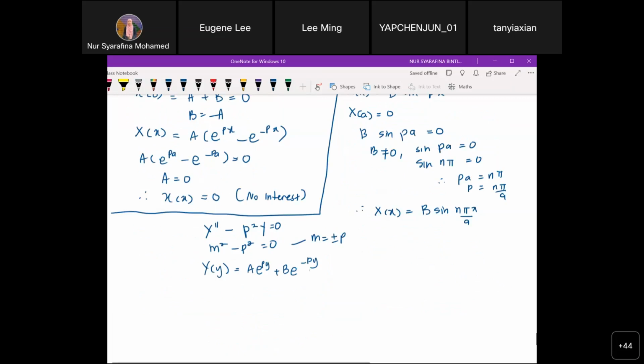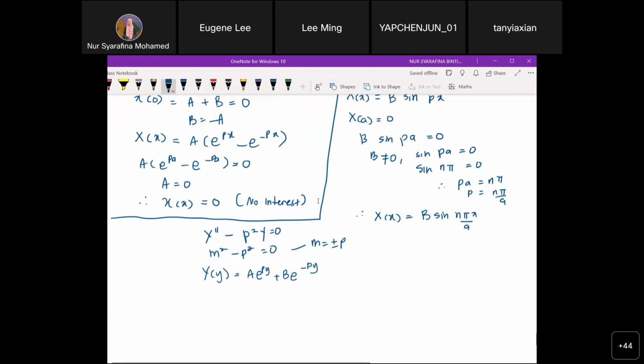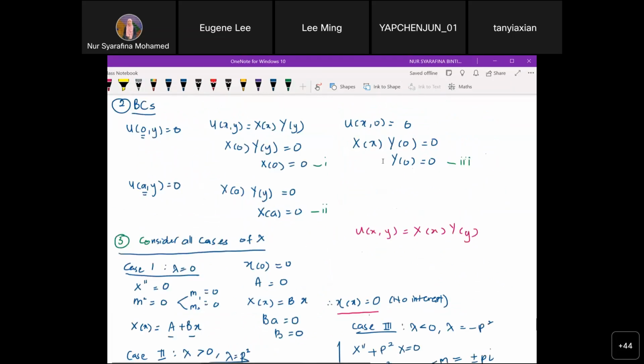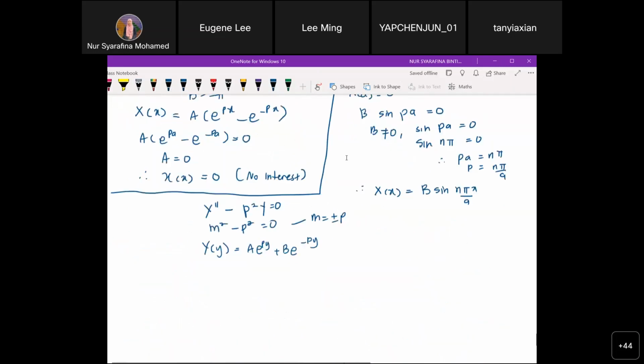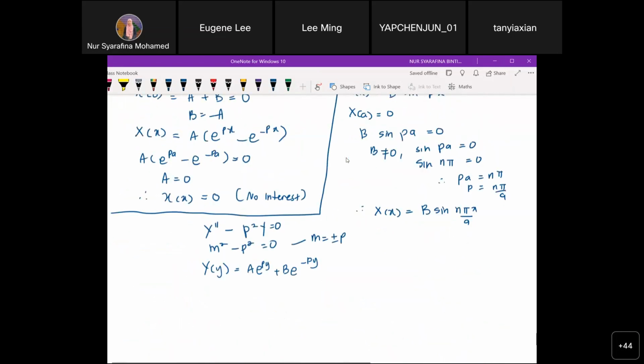All right. So again, apply the condition. What is the condition of y? y(0) equals 0, right? So this is the condition of y. So y(0) equals 0 when y is 0. So A plus B equals 0, right? Will give you B equals negative A.